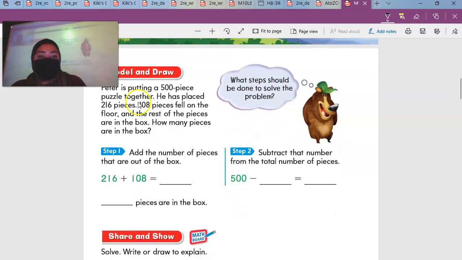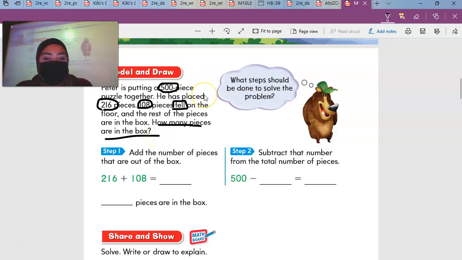All right, let's look. Peter is putting a 500-piece puzzle together. He has placed 216 pieces. 108 pieces fell on the floor. So they fell, so that means they're taking away. I would definitely box that. And the rest of the pieces are in the box. How many pieces are in the box? So Peter is putting a 500-piece puzzle together. He already placed 216. So 216 are already out.